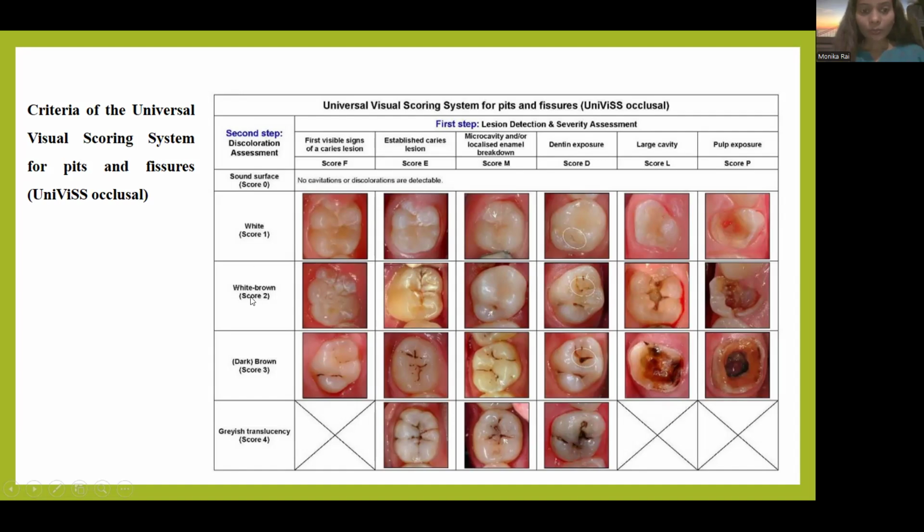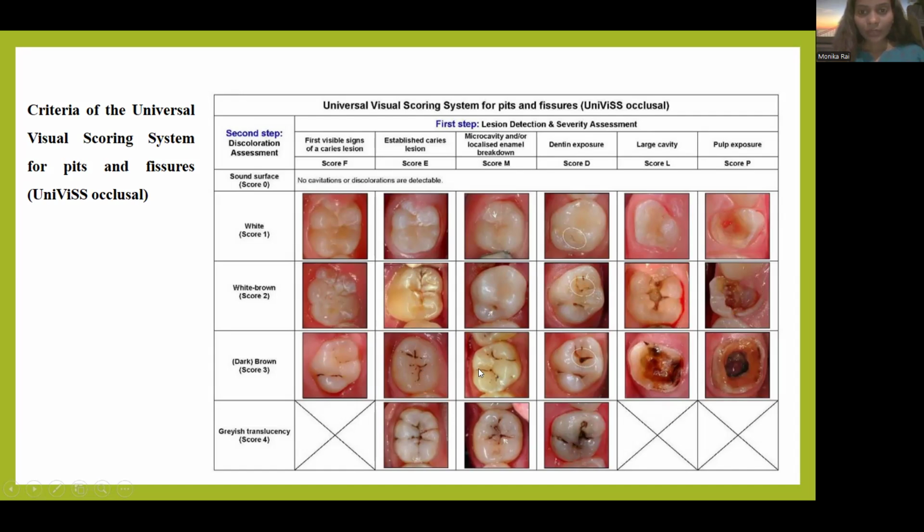In score 2 white brown, here we can see established caries lesion. Here we can see the microcavity. Here we can see the dentine exposure. Here we can see the large cavity, and here the pulp exposure can be seen. Here we can see the dark brown. Here established caries lesion can be seen.